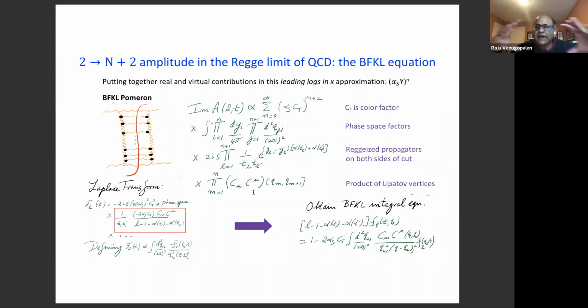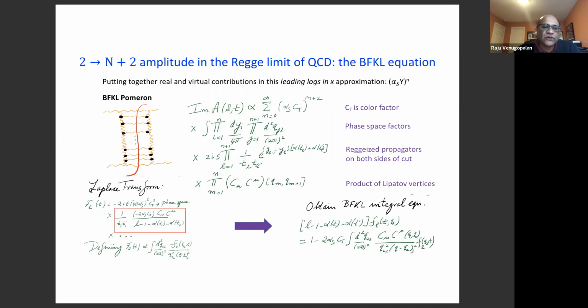That's it. So having understood this one rung, you can construct the entire ladder for 2 to n production to all orders in perturbation theory with this kind of structure here. Okay, so this is kind of the heart of it. Of course, it still looks extremely complicated. And so the way you solve for this is that you first go to Mellin space, or you go to angular momentum space.